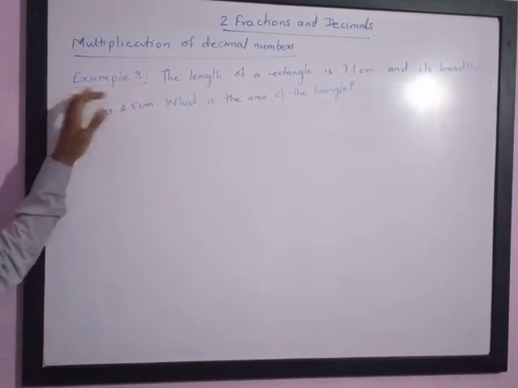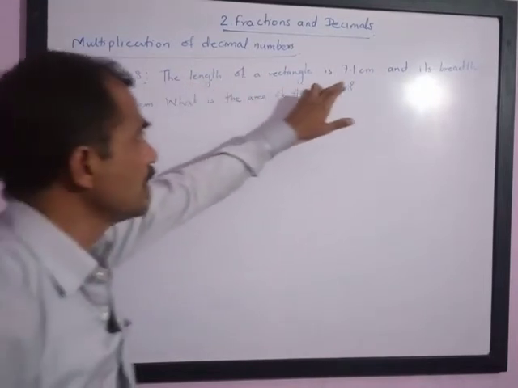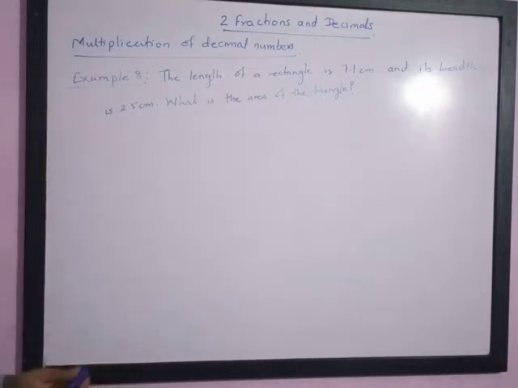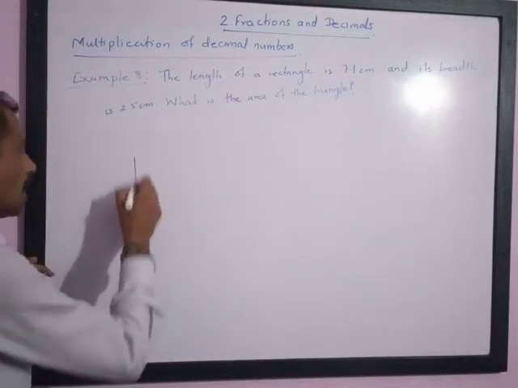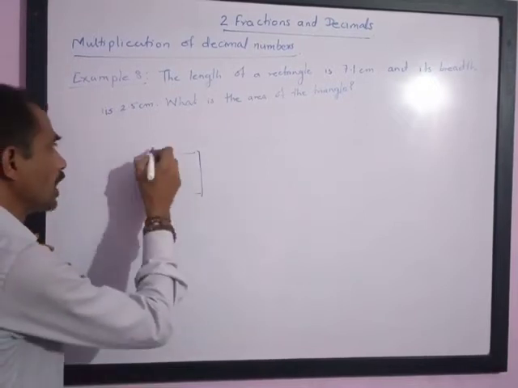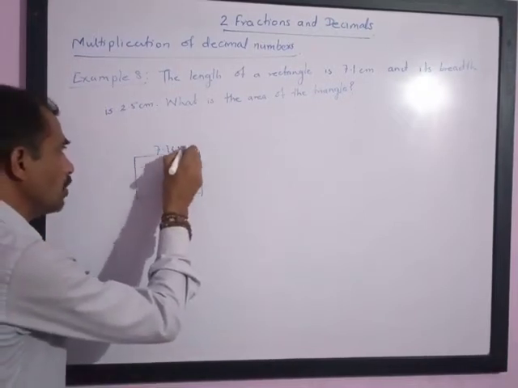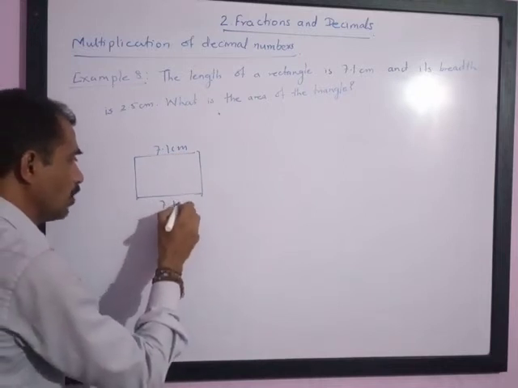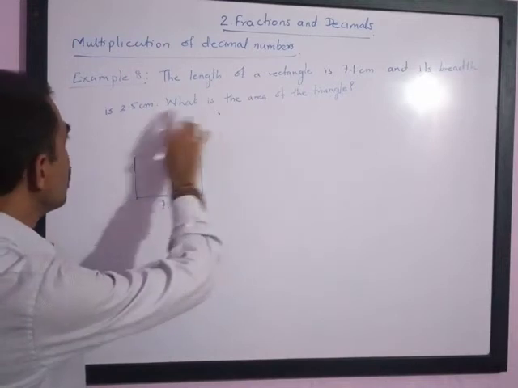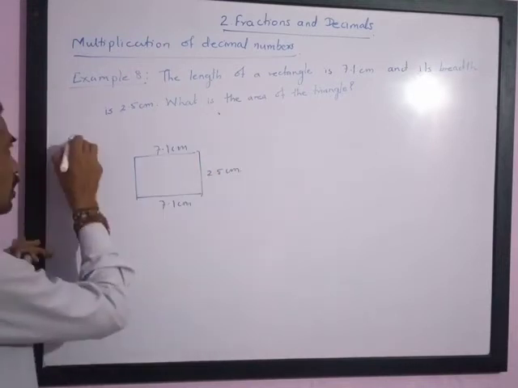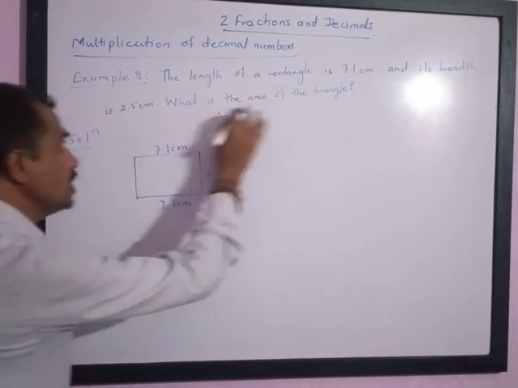See the next question, example A. The length of a rectangle is 7.1 centimeter and its breadth is 2.5 centimeter. What is the area of the rectangle? We are given a rectangle. The length of the rectangle is 7.1 centimeter. The lengths of opposite sides of a rectangle are equal, and the breadth is 2.5 centimeter. So this is a rectangle, and we are asked to find its area.